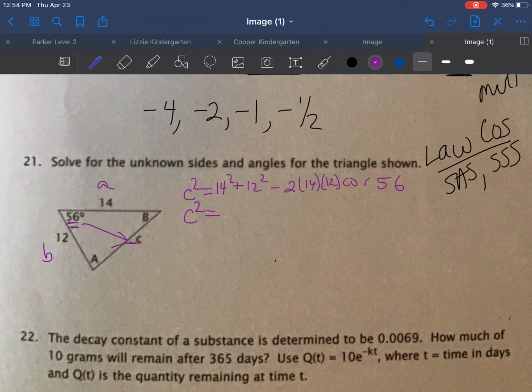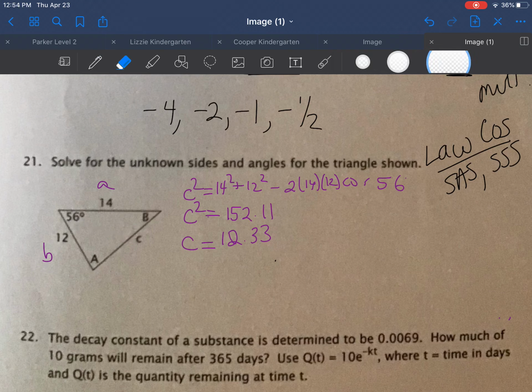When you type that all in, you end up with 152.11. We need to take the square root to get C all by itself. That gives me 12.33. So now we know our side C is 12.33. So we're going to plug in that just so we don't forget.